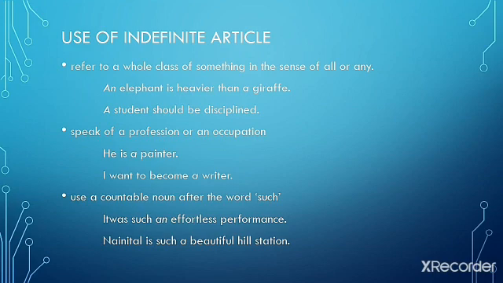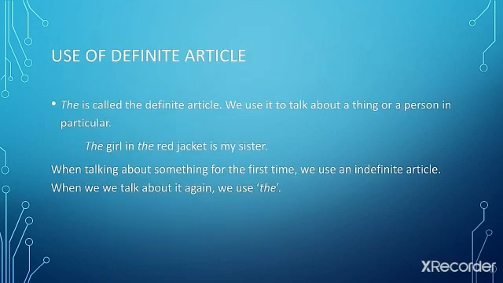Now we'll move on to the definite article. The is called the definite article. We use it to talk about a thing or person in particular. Example, the girl in the red jacket is my sister. When talking about something for the first time, we use an indefinite article. When we talk about it again, we use the definite article.